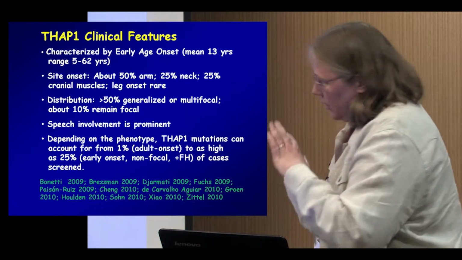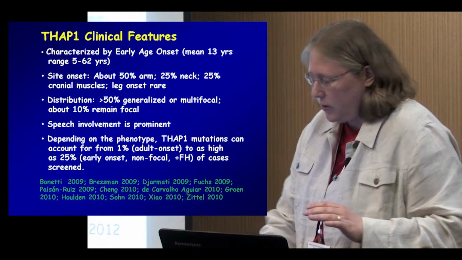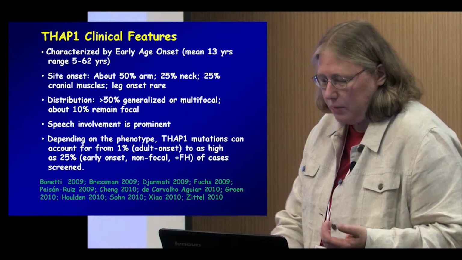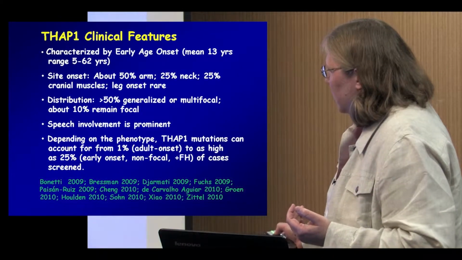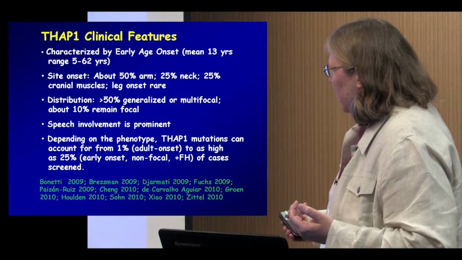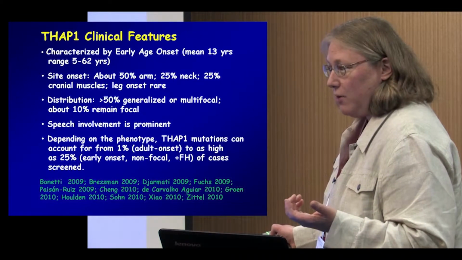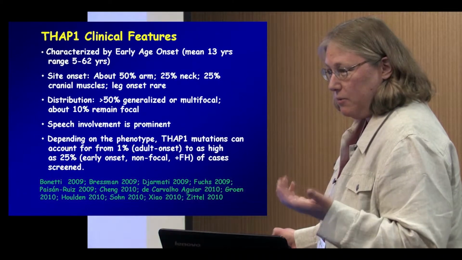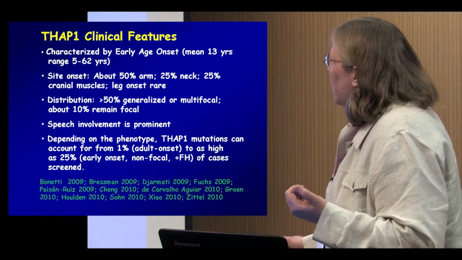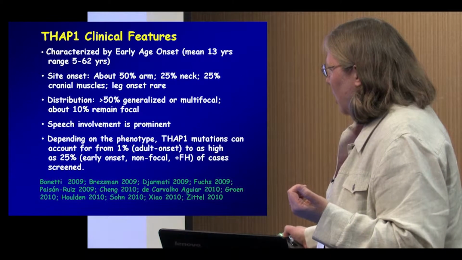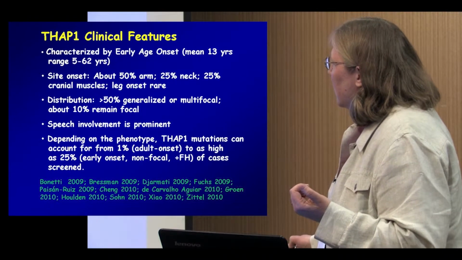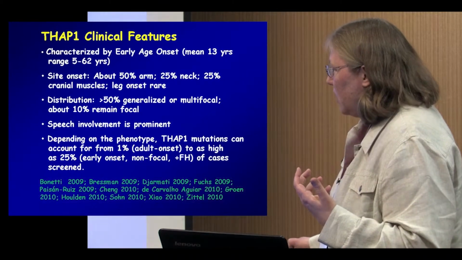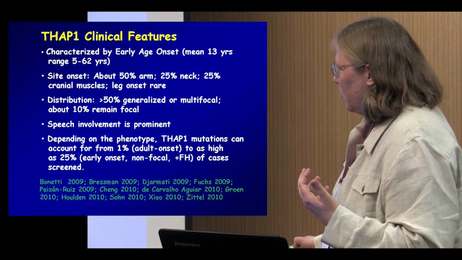If we look at the clinical features of all of the different people who have had mutations identified, what's the typical clinical picture that we see here? The typical clinical picture is an early age of onset, about 13 years, but you can see this wide range. People with onset as late as age 62 had a mutation in this gene. The main site of onset is the arm, about 50%. More than 50% have generalized or multifocal dystonia, but 10% of people do remain focal.